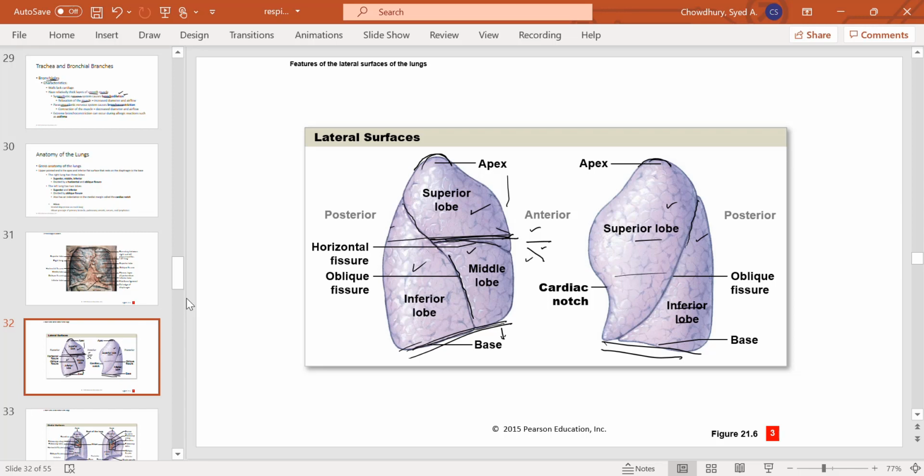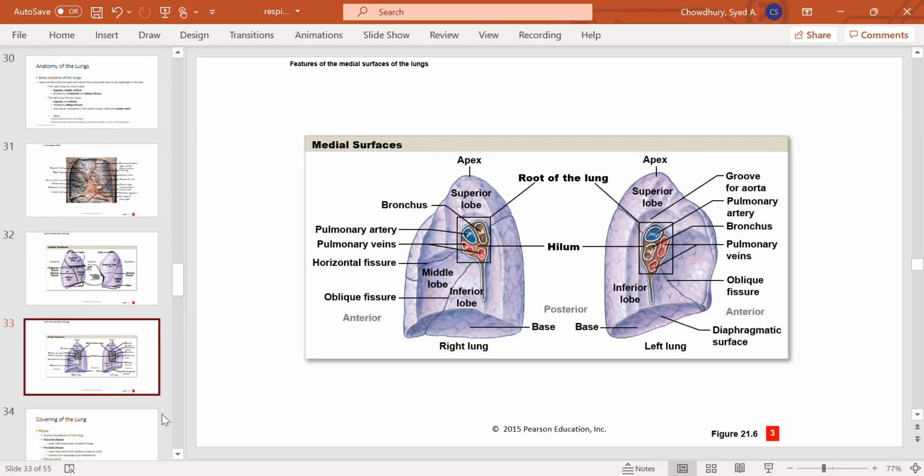Another thing is, in the left lung you have a notch, a U-shaped area, that is called the cardiac notch. Why? Because it gives some room, you know that your heart is mainly located on the left side. Most of it is on the left side. So in the left lung you have the U-shaped area to accommodate the heart, that is called the cardiac notch. So the heart is here. Okay, makes sense? So those are the differences between the right and left lung.